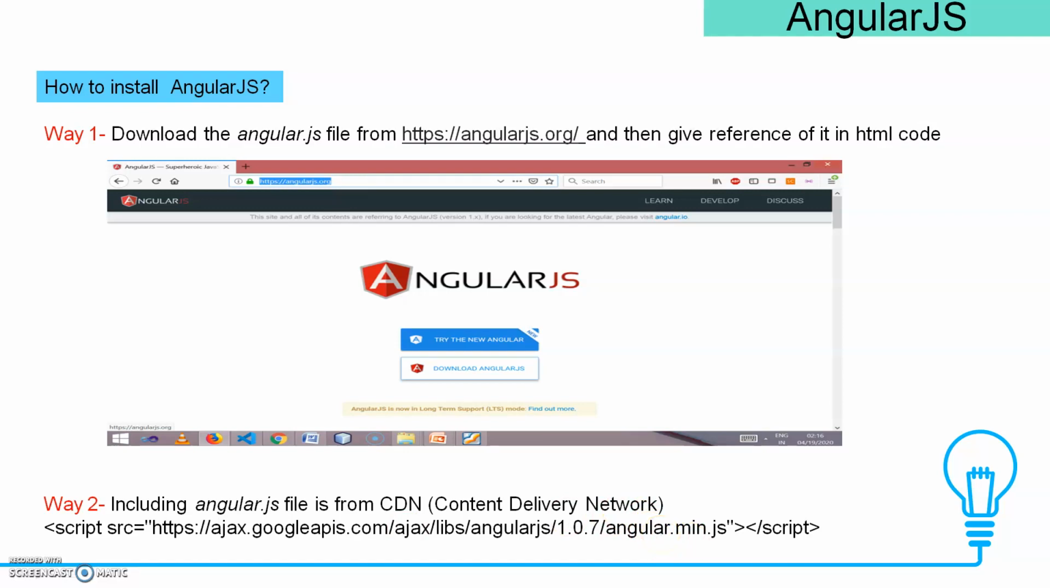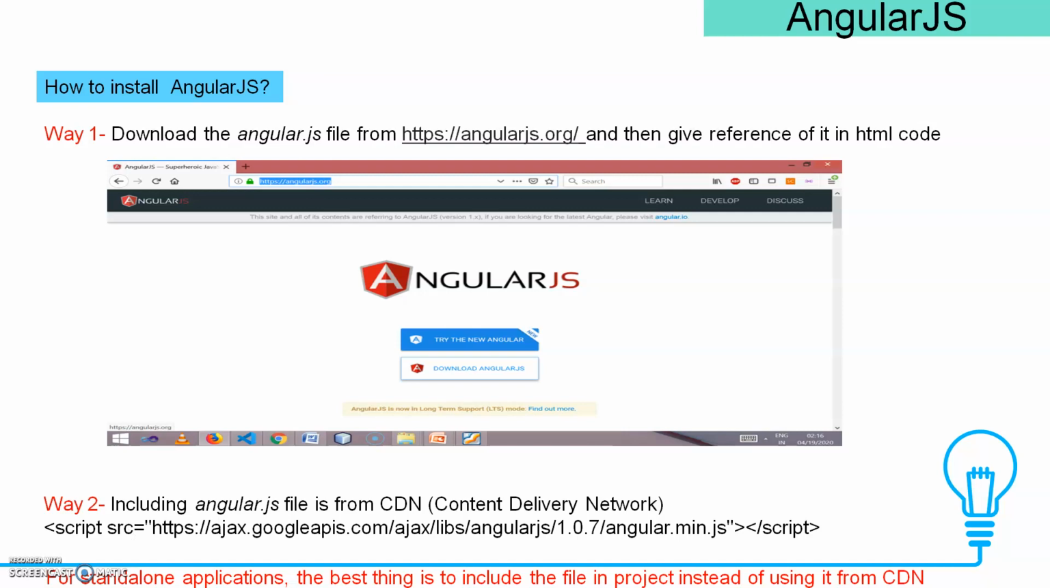Now which way to use, that is the question. One suggestion is that for standard applications, the best thing is to include the file in the project instead of using it from the CDN. It will reduce the dependency on the CDN to execute your application. But when you are practicing, and you are learning AngularJS for the first time, I suggest you go with the CDN way too.